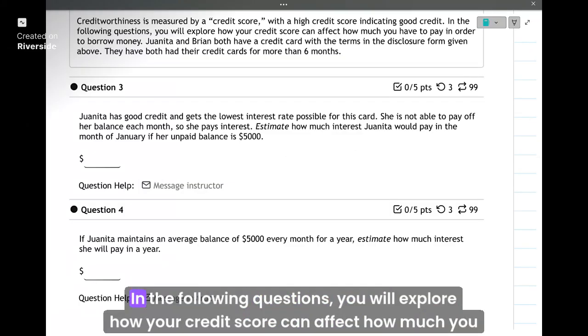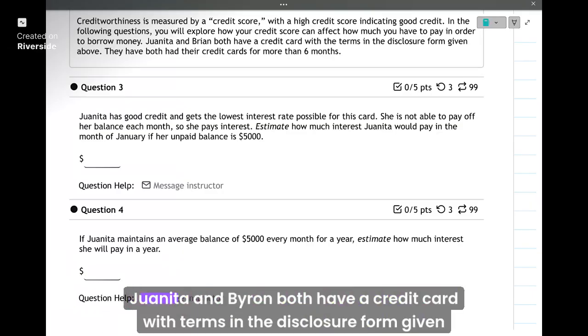Creditworthiness is measured by a credit score, with a high credit score indicating good credit. In the following questions, you will explore how your credit score can affect how much you have to pay in order to borrow money.